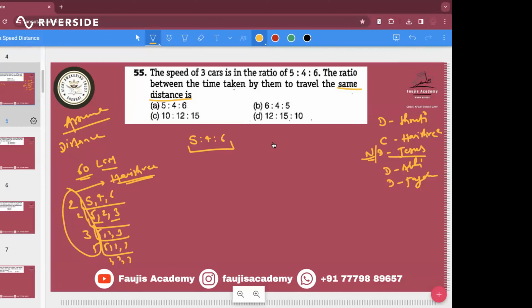60. Yeah, the LCM is 60. We'll assume this distance D as 60. I made a silly mistake while doing it. No worries. It's okay.